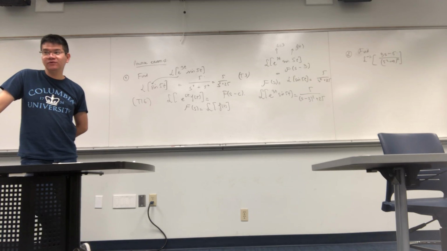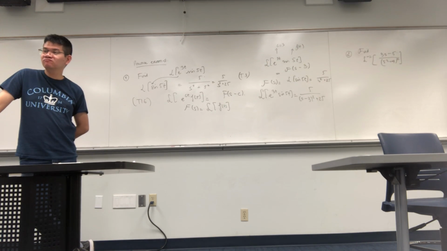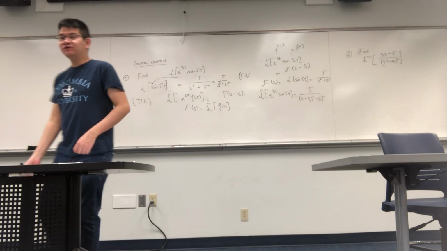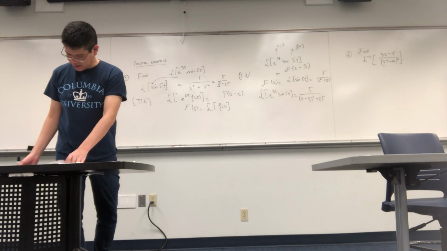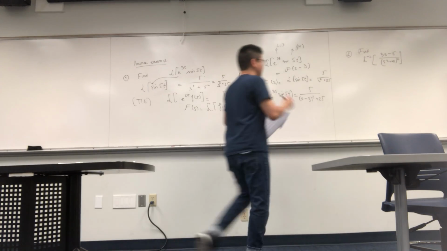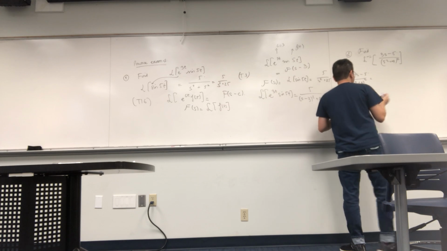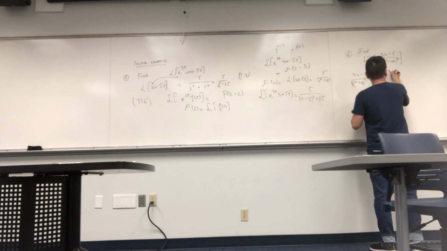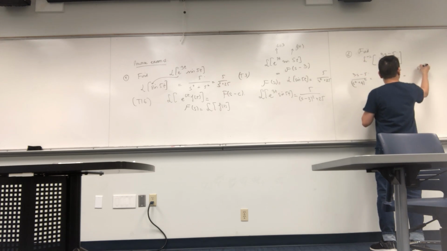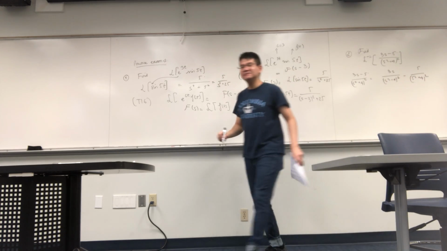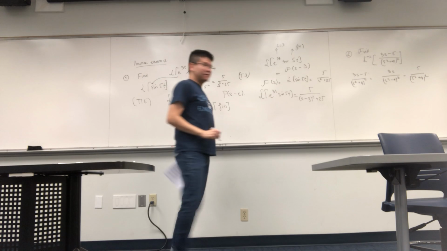So how can we do it? Yes? Would you split it up with partial fractions? Yes. So the first thing you do is split this into 3s minus 5 over s squared plus 4 squared, which will give you 3s over s squared plus 4 squared minus 5 over s squared plus 4 squared. Right? This is the easiest thing you can imagine.